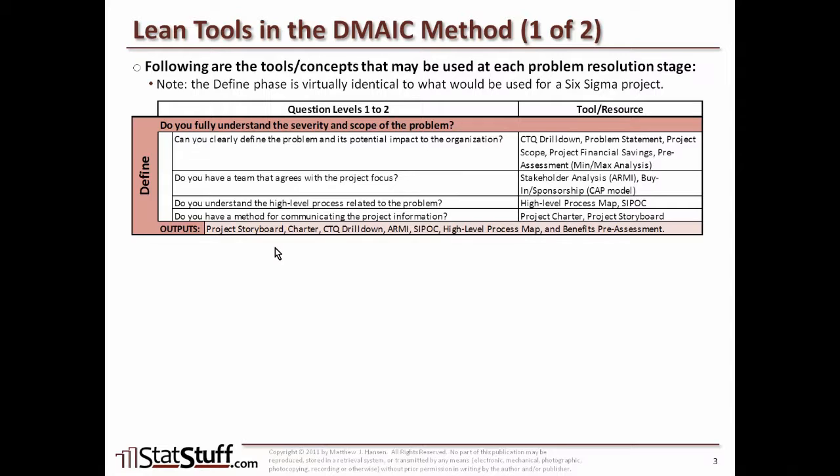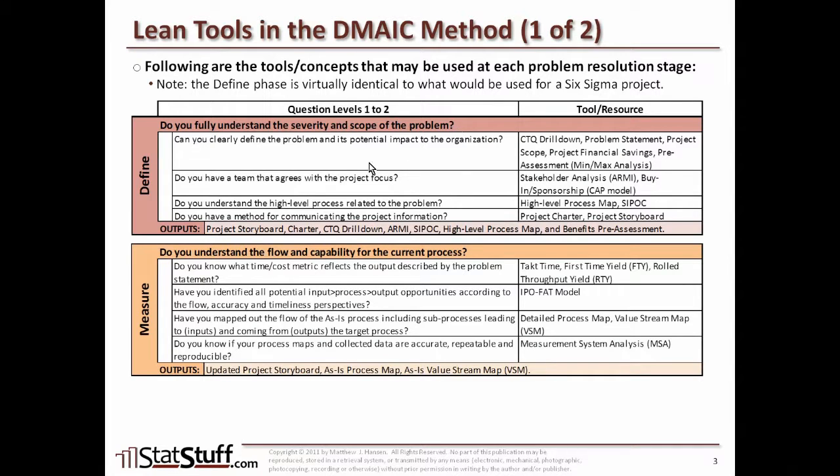Now from this point, once we can answer yes to this question for the define phase, that's where we move on to the next phase, which is the measure phase. So at this point for the measure phase, again using the lean tool adaptation to this flow, the high-level question at the measure phase would be, do you understand the flow and capability for the current process? Well, if you can't answer yes to that, then again, here are the questions that we want to ask ourselves in order to try to answer that top-level question.